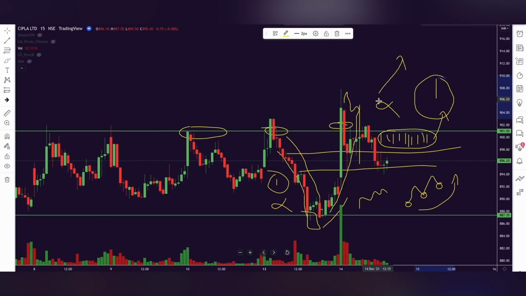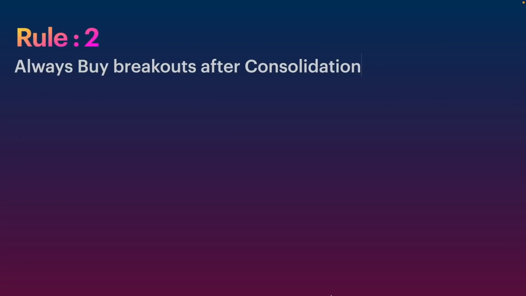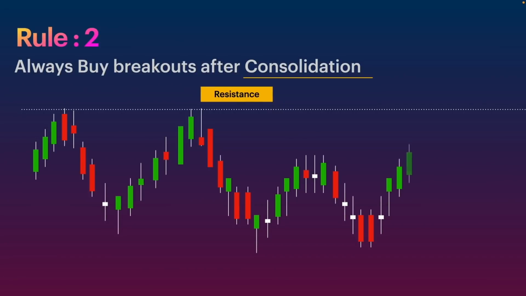Now let us look into the second rule. Rule number 2. Always buy a breakout after consolidation. So what do I mean by consolidation? Let's understand this with an example. If you look at this example, the stock is moving in an uptrend. But when it comes to the resistance level, it is consolidating. That means it is moving within a range. Only after that, the stock is giving a breakout.